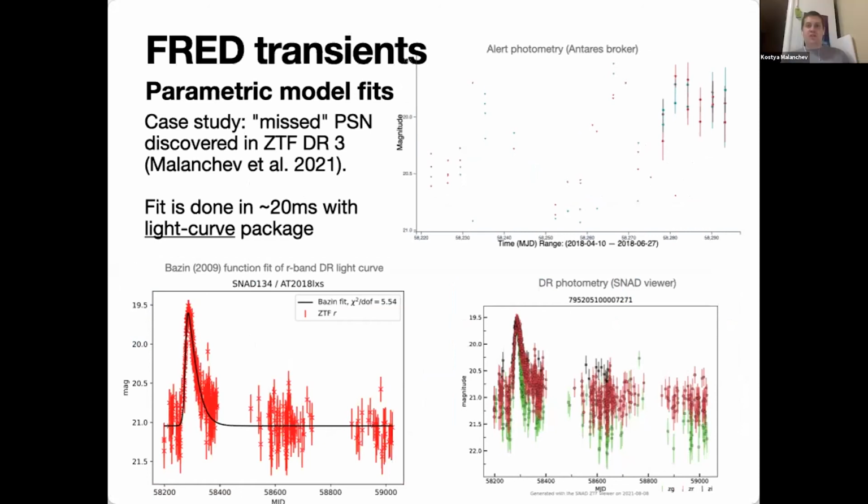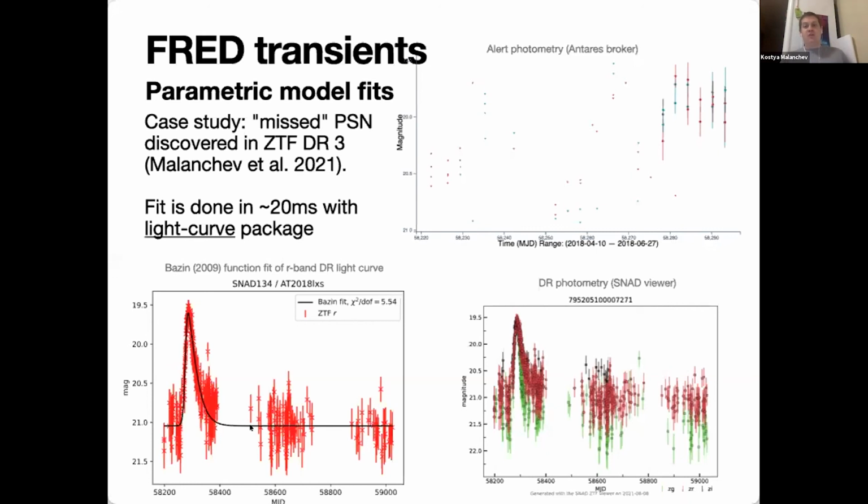For fast rise, exponential decay transients like supernovae or kilonovae, a parametric fit could be done. We could use the Bazin function or any other function which is good here. Of course, it is not so good for alert science, because if you can fit the decay, you probably have already missed the object. But it could be used in data release features to find some missed transient or to find some transient which could recur. The example here is from the early ZTF survey. Here is alert photometry with only a few points, and here a lot of observations from data release photometry, and you see a good Bazin function fit.